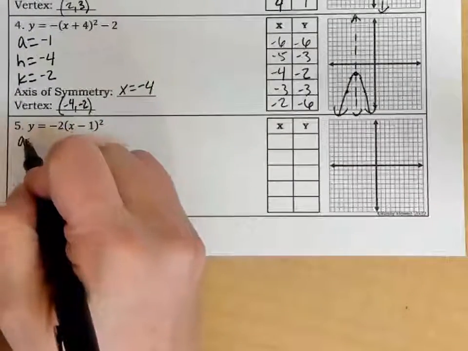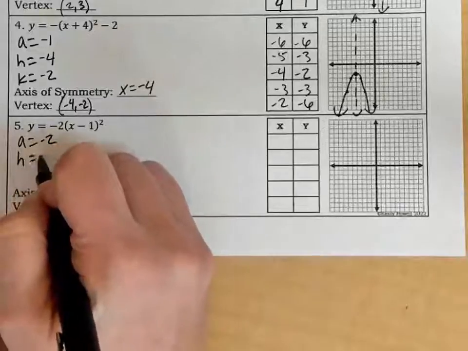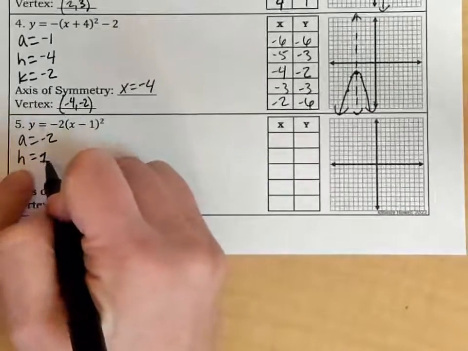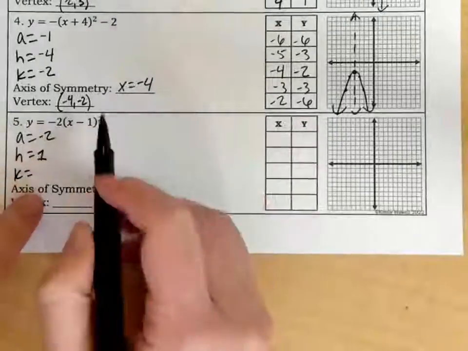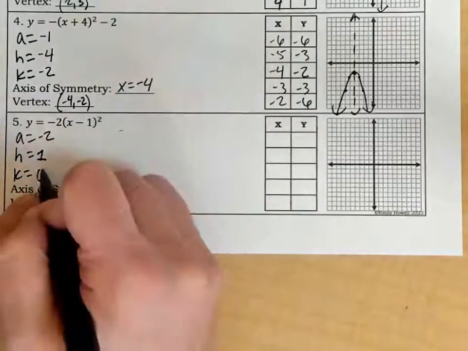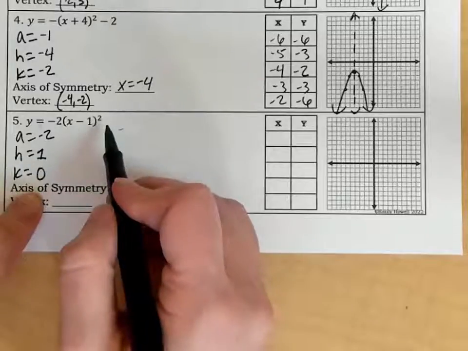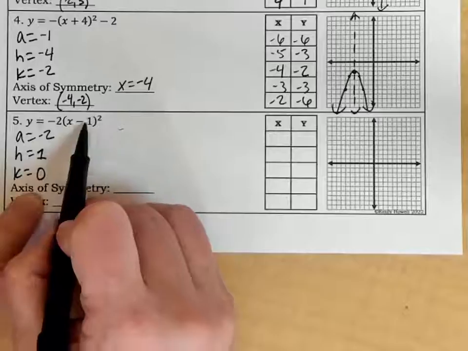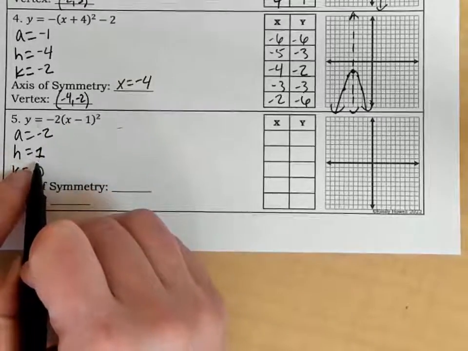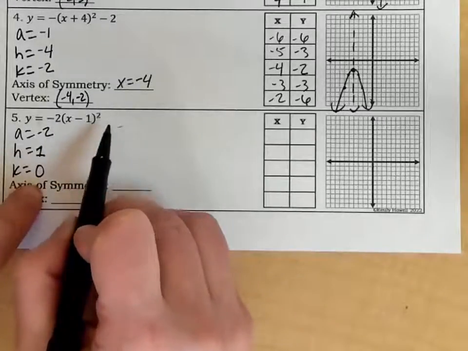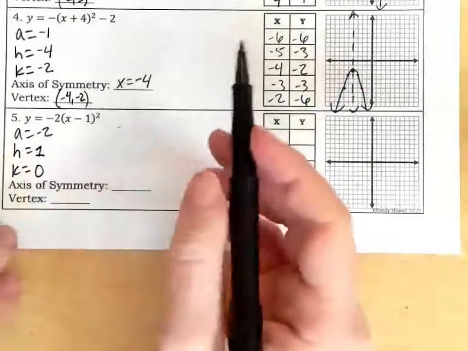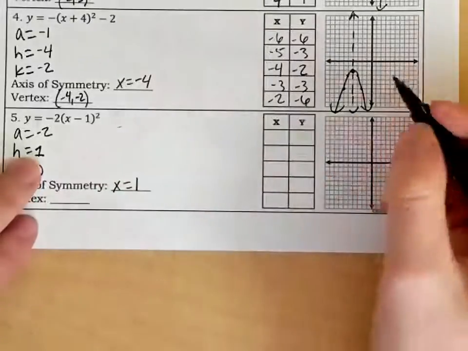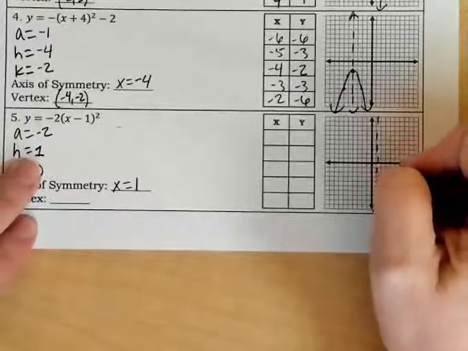So we start with our A is negative 2, H is going to be a positive 1 in this case, and K, there is no number written out here, so K is going to be a 0 value on this one. So we want to pay close attention to things like that. If there's no number inside the parentheses, then the H value is 0. If there's no number outside, then the K is going to be 0. So the axis of symmetry in this case is x equals 1. So we're going to have a vertical line here at 1.